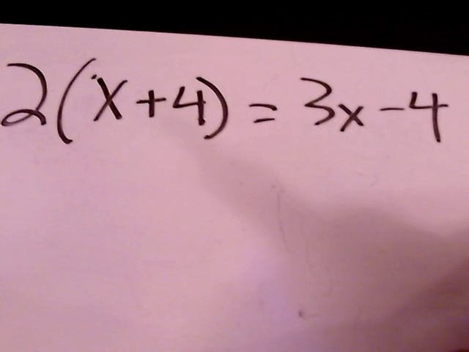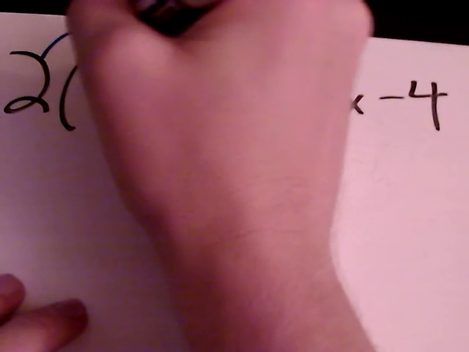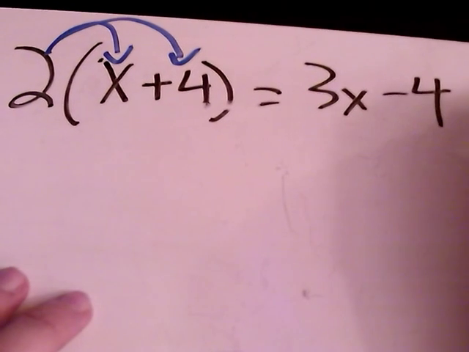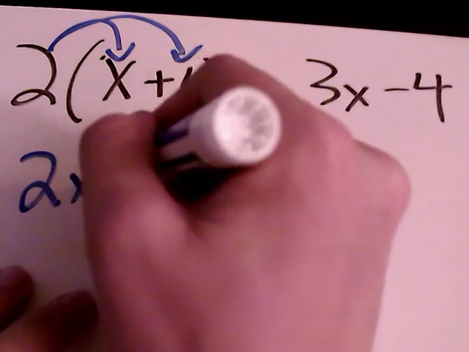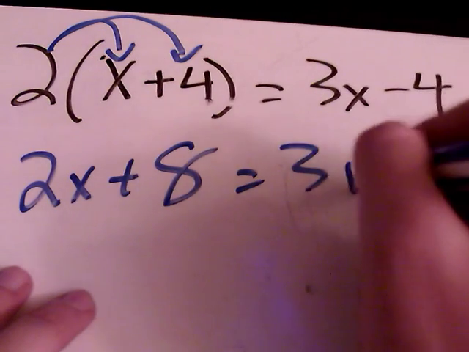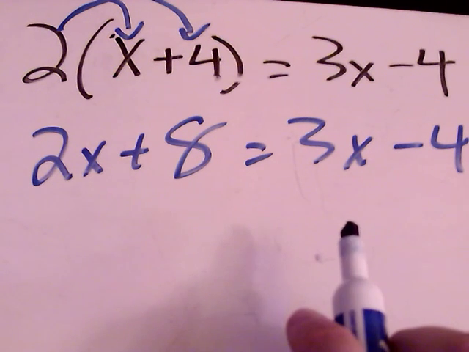So here's the next one. With this one, anytime you see parentheses, that should be the first thing you do. In this case, you have the 2 times x plus 4. So what you're going to do is you're going to distribute. We've talked about the distribution property before. 2 times x and 2 times 4. So a problem like this will look more familiar. It's something we just did in the previous example.